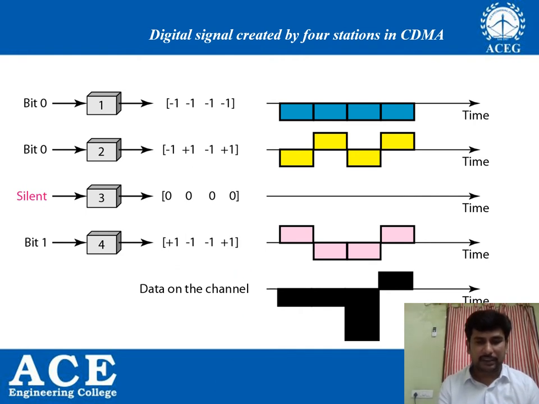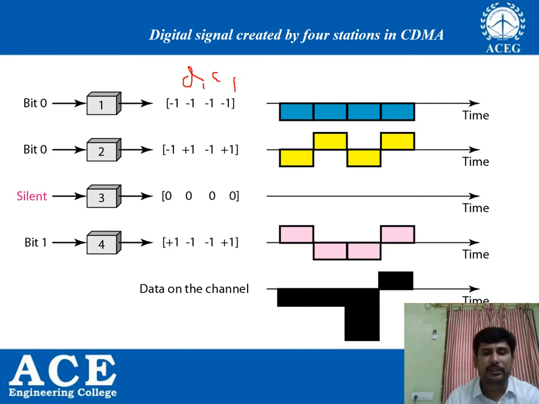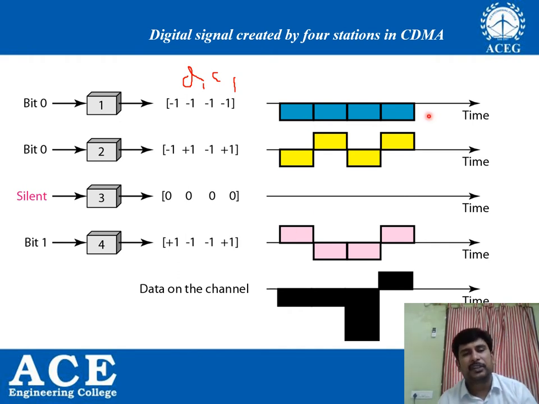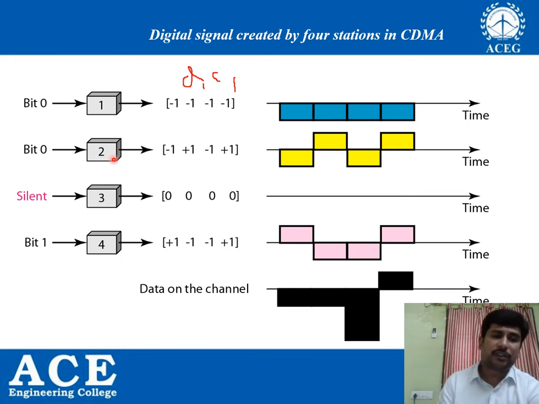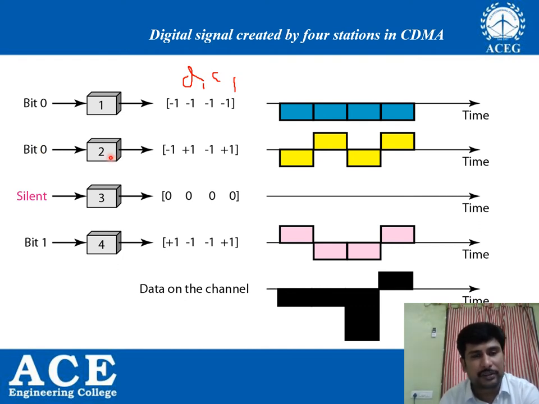So this is indicating the product of D1 and C1. What are the values? Minus 1, minus 1, minus 1, minus 1, so it is indicated with all minus 1 values. Similarly, D2, that is device 2, is also transmitting bit 0, which is represented as minus 1, and when you multiply minus 1 with the code of device 2, you get the value indicating D2 C2. What is the D2 C2 value? Minus 1 plus 1, minus 1 plus 1.